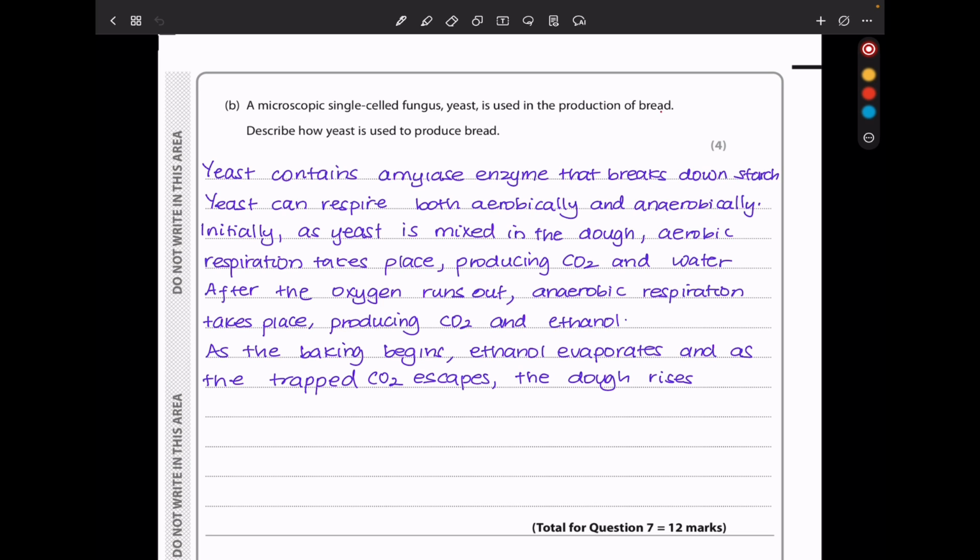Yeast can respire both aerobically and anaerobically. Initially, as yeast is mixed in the dough, aerobic respiration takes place, producing carbon dioxide and water. After the oxygen runs out, anaerobic respiration takes place, producing carbon dioxide and ethanol. And as the baking begins, ethanol evaporates and the trapped carbon dioxide escapes, causing the dough to rise.